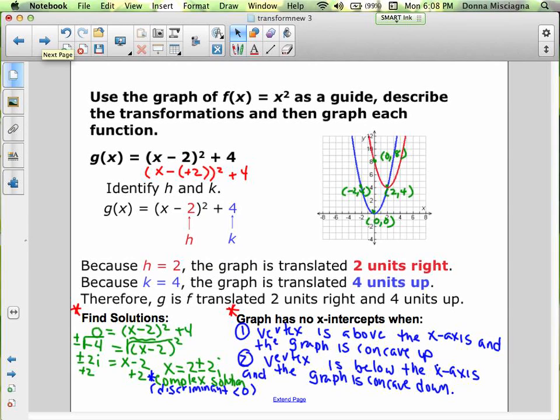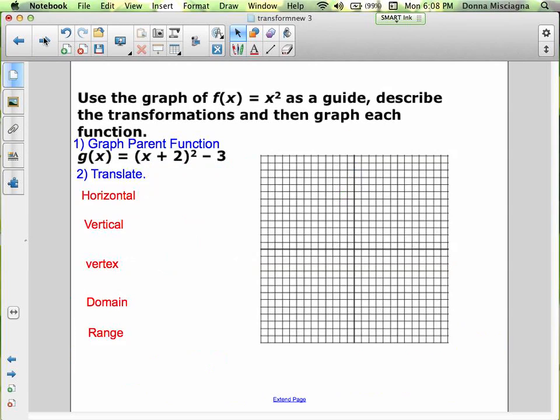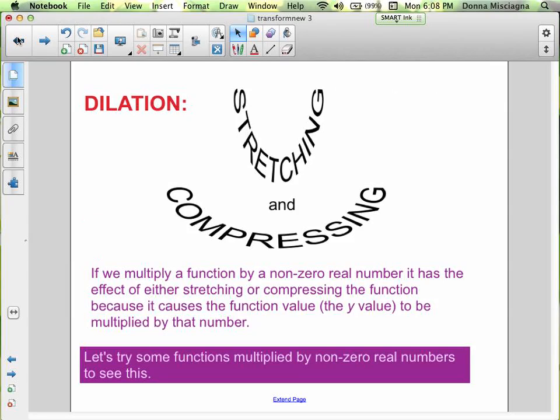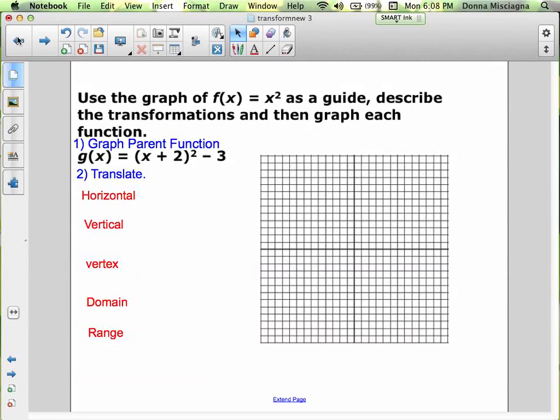And I think, oh, no, I want to do one more. So I'm going to do one more in this video, and then I'll stop. All right, so we use the graph of f of x equals x squared as a guide. All right, we're going to describe all of our translations, and then we're going to graph. So we're graphing g of x equals x plus 2 squared minus 4.